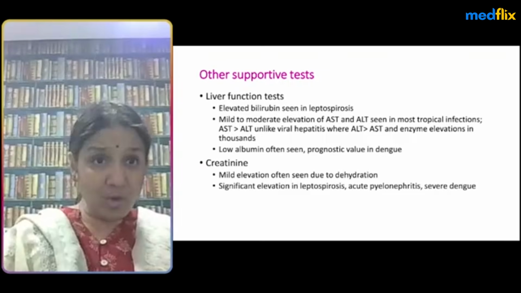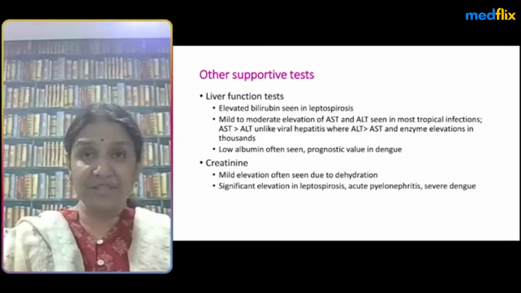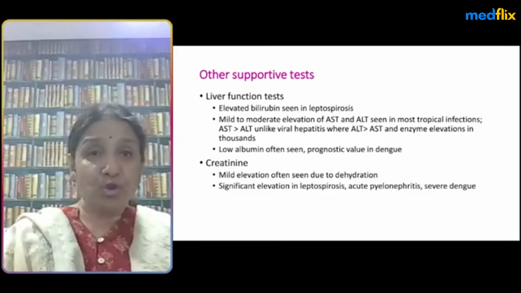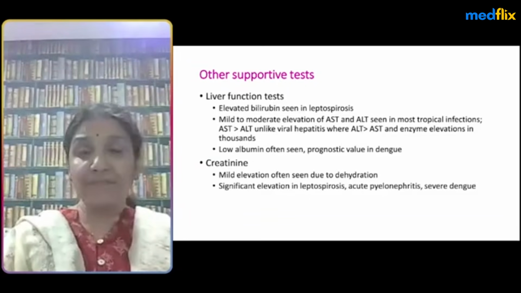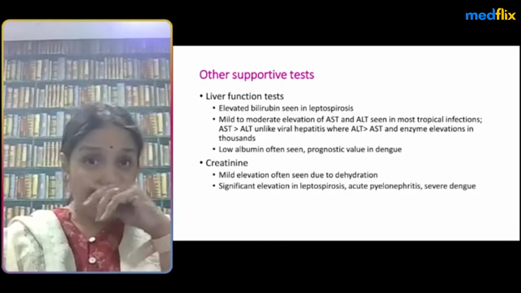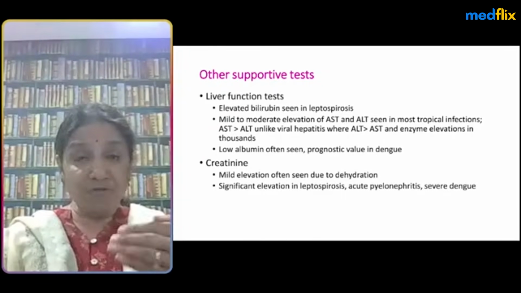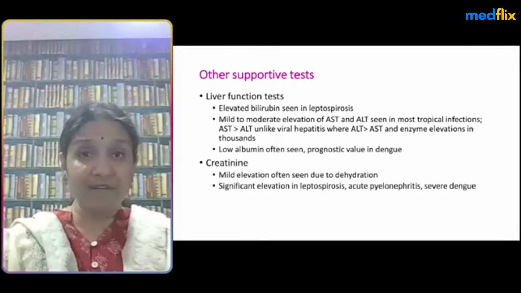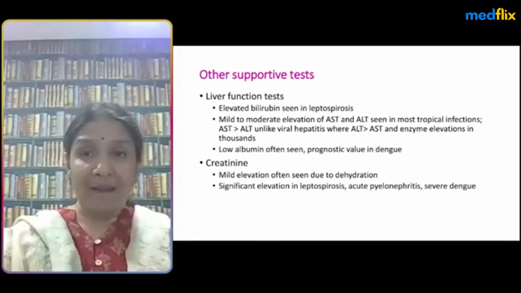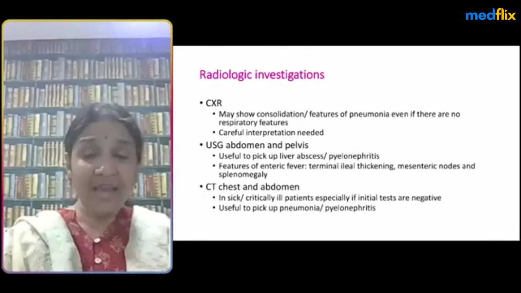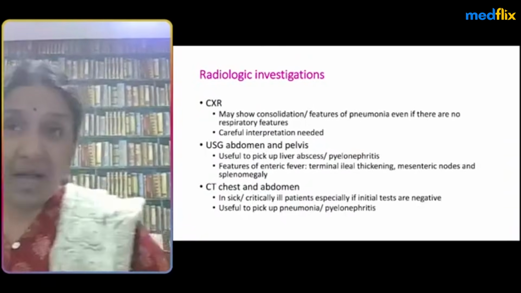If your albumin is low, it can be present in any cause of sepsis, especially dengue. You should also do a creatinine because it helps in choice of antibiotics. If your creatinine is high, it can indicate leptospira because many of these patients have non-oliguric renal failure. It can also indicate pyelonephritis or severe dengue. Then, after these tests, what are the other tests you would do?